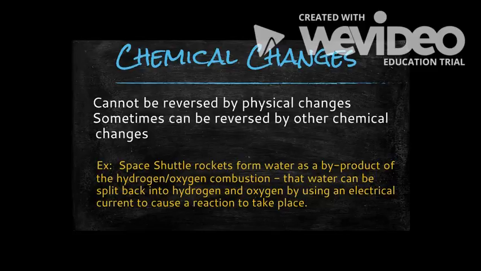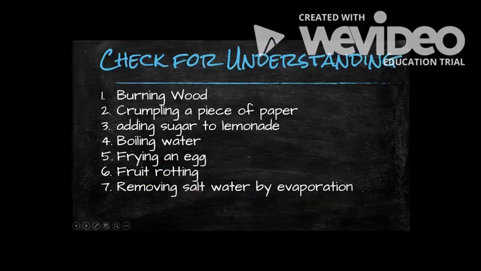And one of the byproducts of that combustion is the formation of water, which is essentially two hydrogen atoms and an oxygen atom, right? H2O. And so we could actually split that H2O back into its component hydrogen and oxygen separated states by using an electrical current. So that's an example of how we can reverse the chemical change.